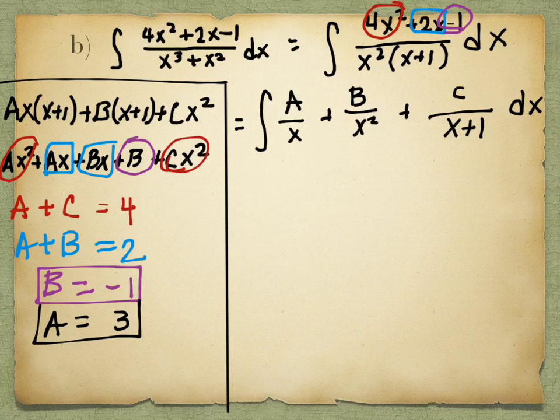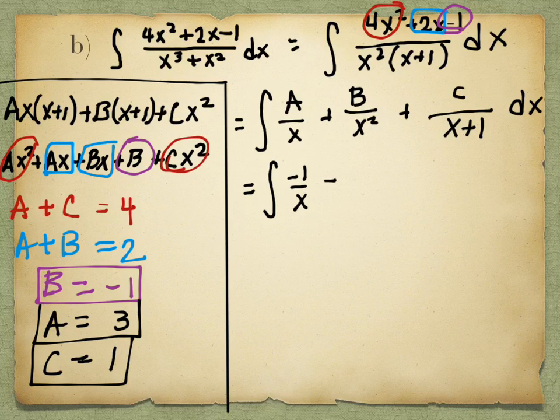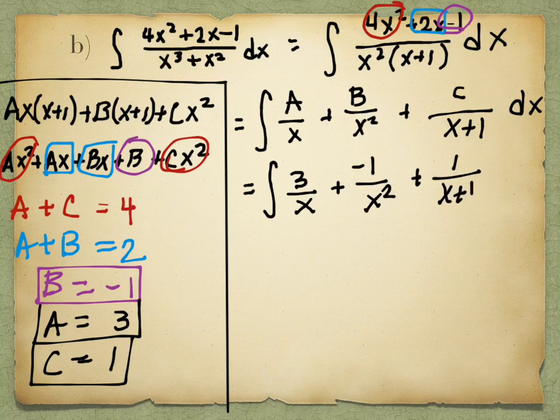And if a is 3 back in the red equation on the first part, what does c have to be? 1. It has to be 1. So the solving of this equation is really clean. And that means I can rewrite this integral over here very quickly. I have -1 over x plus b, I'm sorry, not -1. A is 3. Let's fix that. All right, 3 over x plus b, which is -1 over x squared, plus c, which is 1 over x plus 1 dx.